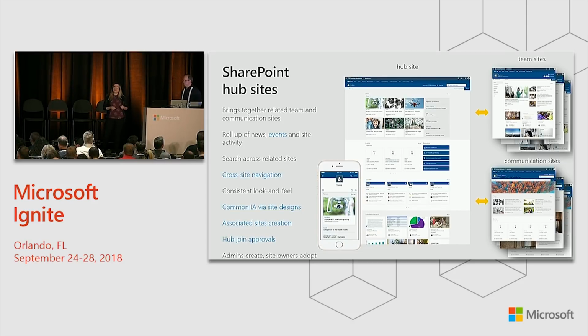An aggregated view of news, now events, activity, and sites, and the ability to search across not only the site or the tenant, but all the sites within a hub, to really scope that search. As well as a consistent look and feel with the ability to set a theme that goes across your hub. And now not just that, but also the site designs, which we'll talk more about, will help you structure that common IA. And we're excited to also show you this ability to create sites directly from your hub, as well as enable hub join approvals.